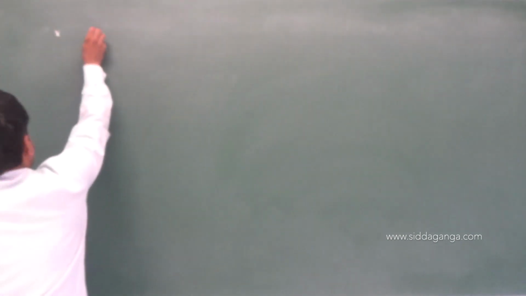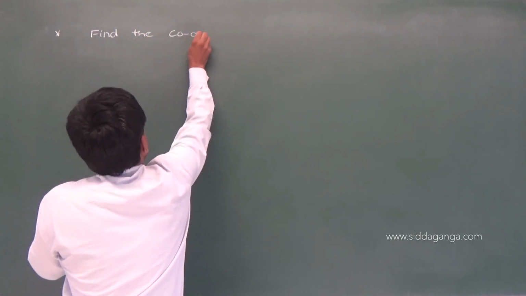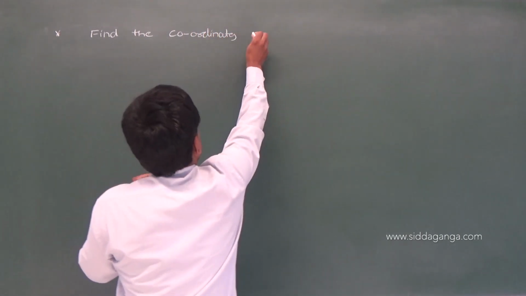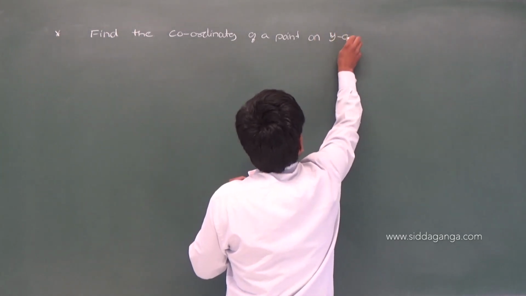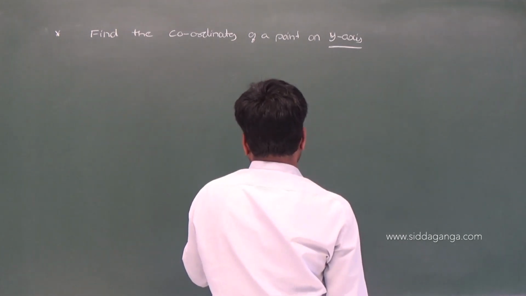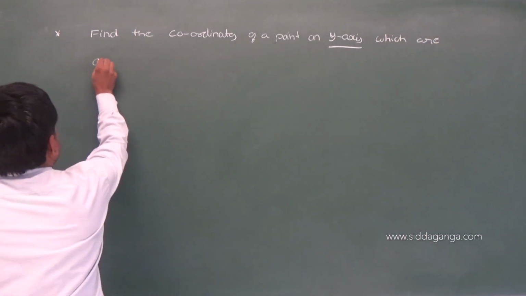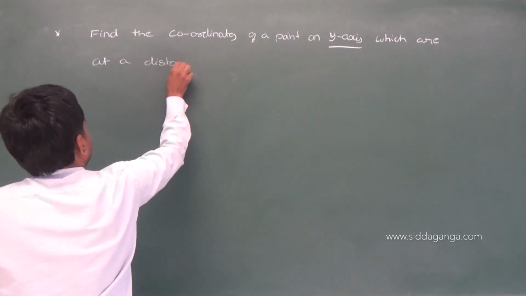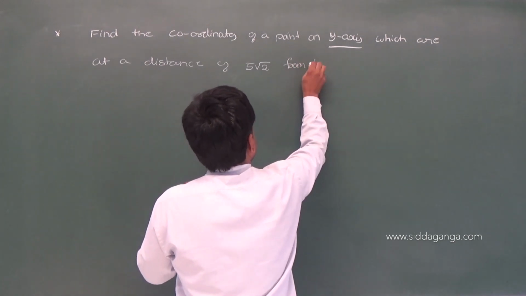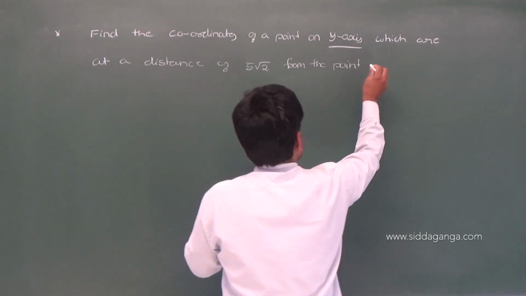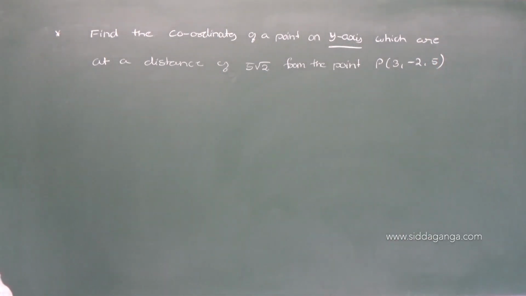Next one, find the coordinates of a point on y-axis. Very important. Find the coordinates of a point on y-axis which is at a distance of 5 root 2 from the point P of 3, -2, 5. From the point P of 3, -2, 5.